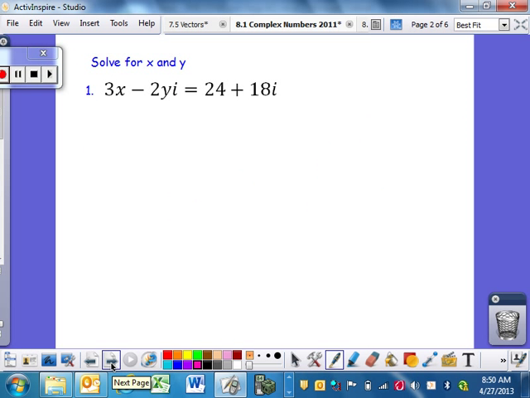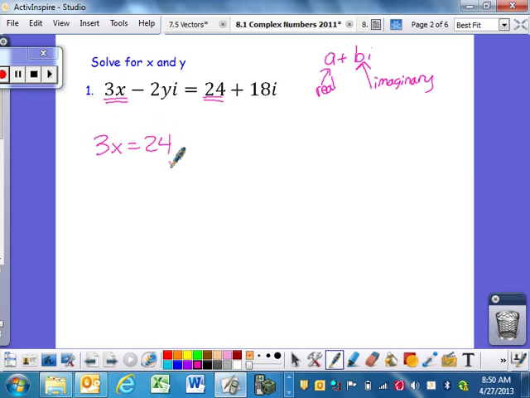If I give you a scenario like this, the general form for any imaginary or complex number is a plus bi. a refers to the real part. The bi refers to the imaginary part. And when you're solving an equation like this, you just deal with what the real parts have in common. So you can literally say 3x equals 24, because the real parts deal with the real parts, and the imaginary deals with the imaginary. There's no real ifs, ands, or buts about that.